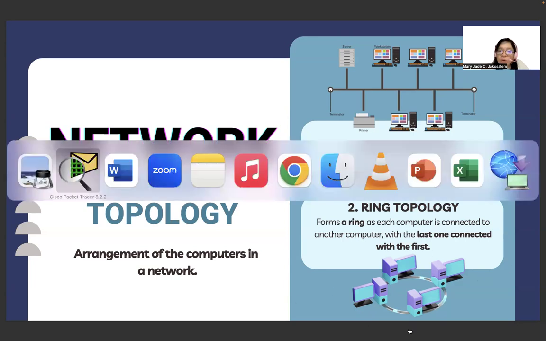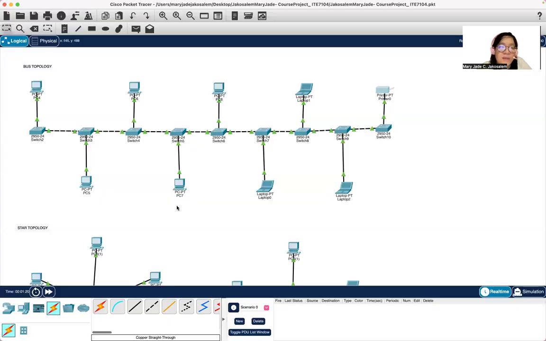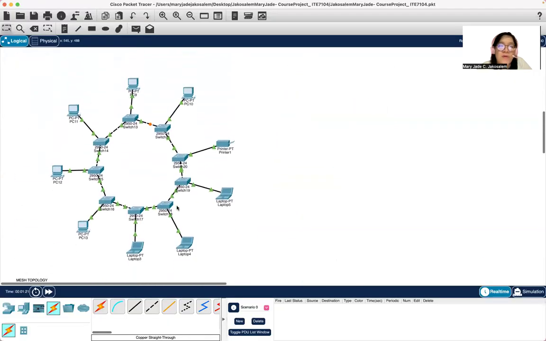If you view that in our Cisco Packet Tracer, this is an example of a ring topology. As you can see here, I actually formed a circle. So this is a ring.